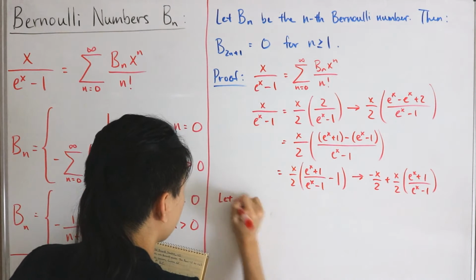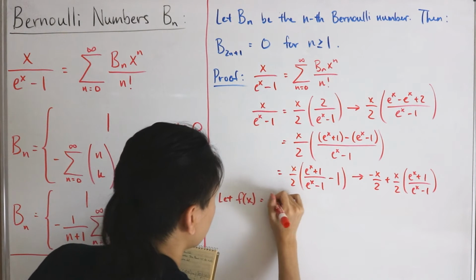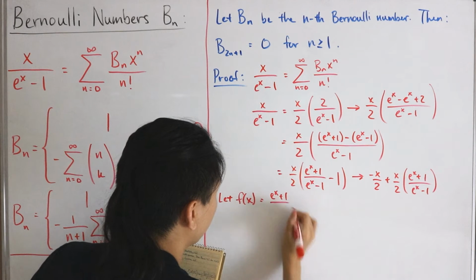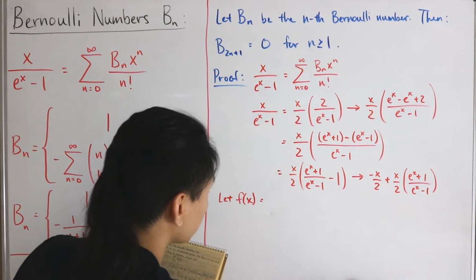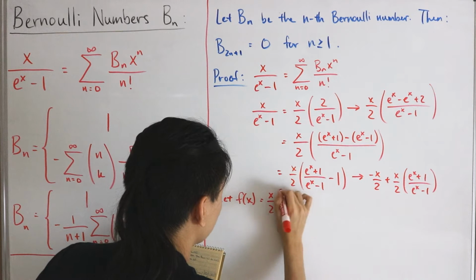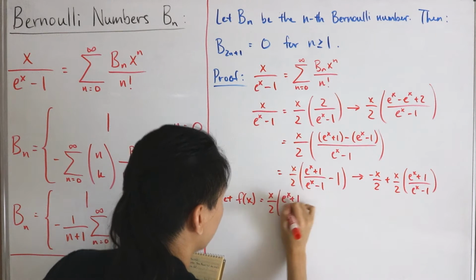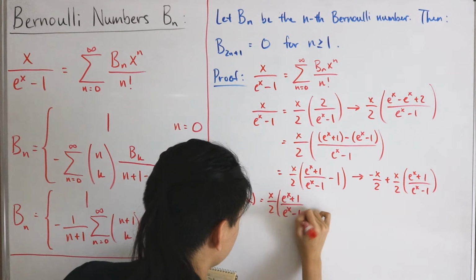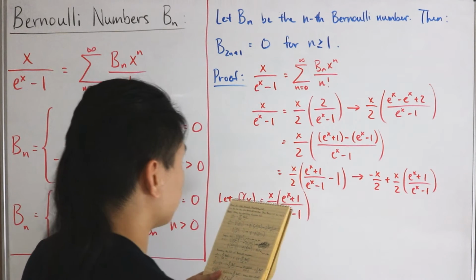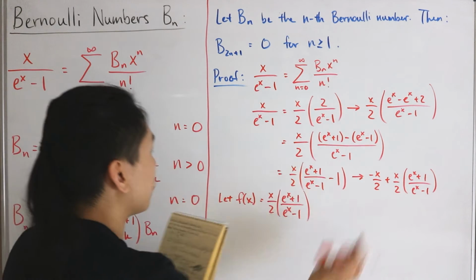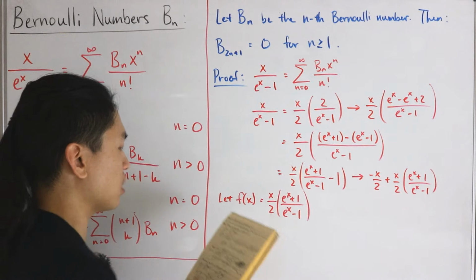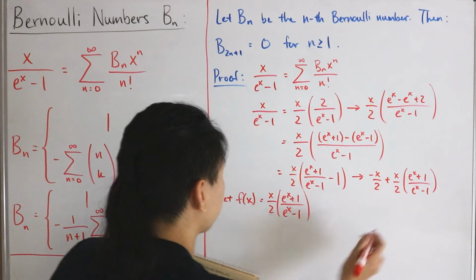So let f of x equal x divided by 2 multiplied by that quantity, x divided by 2 multiplied by e to the x plus 1 and then divided by e to the power x subtract 1. What we're going to do is we're actually going to show that f of x that we just defined is actually going to be an even function. So what I'll do is now we'll just plug in f of negative x.